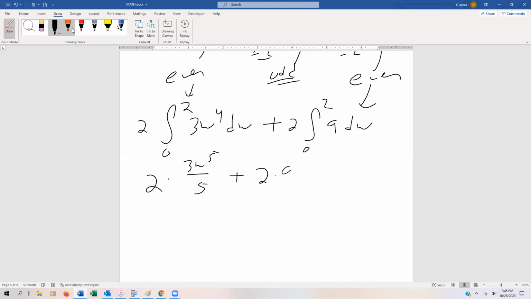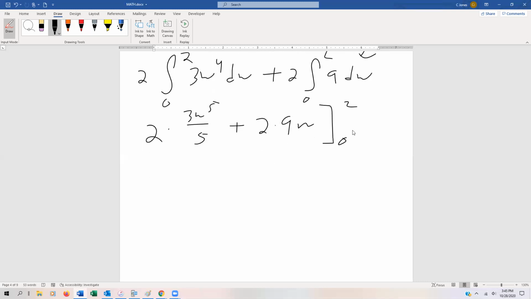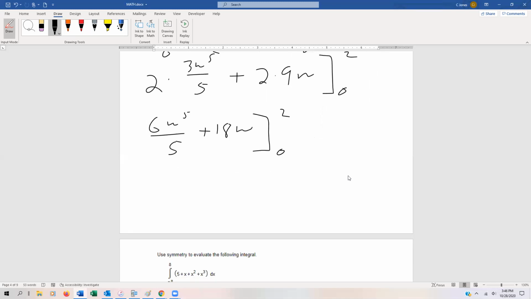plus 2 times 9w. And all of that is going to range from 0 to 2. Now, of course, if we clean this up just a little bit before we go through and substitute, we're going to get 6w to the 5th over 5 plus 18w ranging from 0 to 2. And now it becomes easy, right?